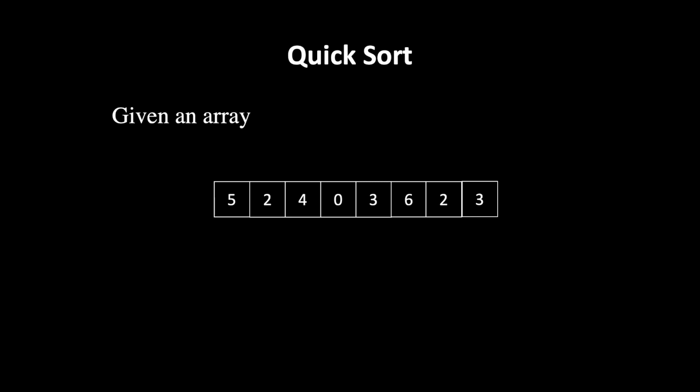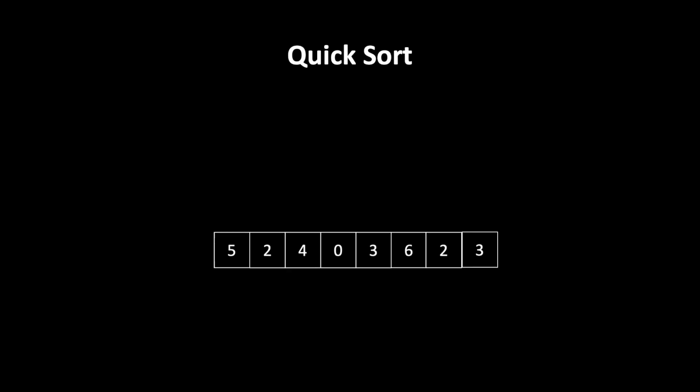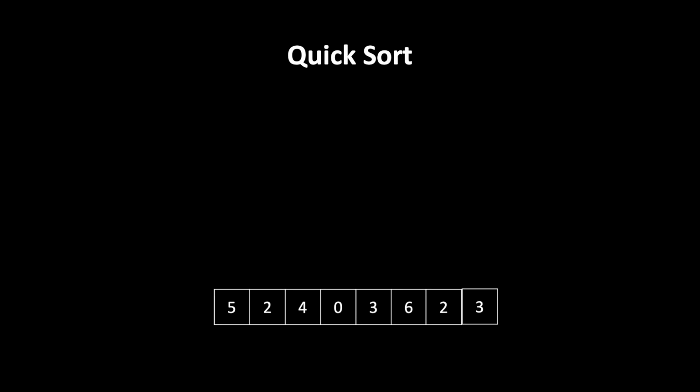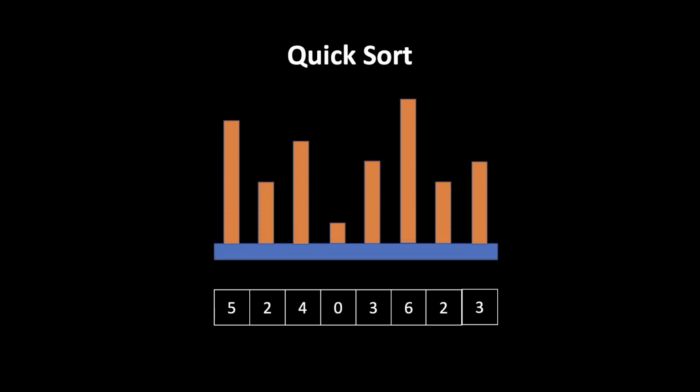We have an array and we need to sort it by quicksort. To understand quicksort, we will also draw some graphs. It will help us to visualize more. See, I have drawn the bar graph where the height of the bar corresponds to the value in the array. The first element is 5, so the height of the first bar is 5. Similarly, the second bar has a height of 2 and so on.